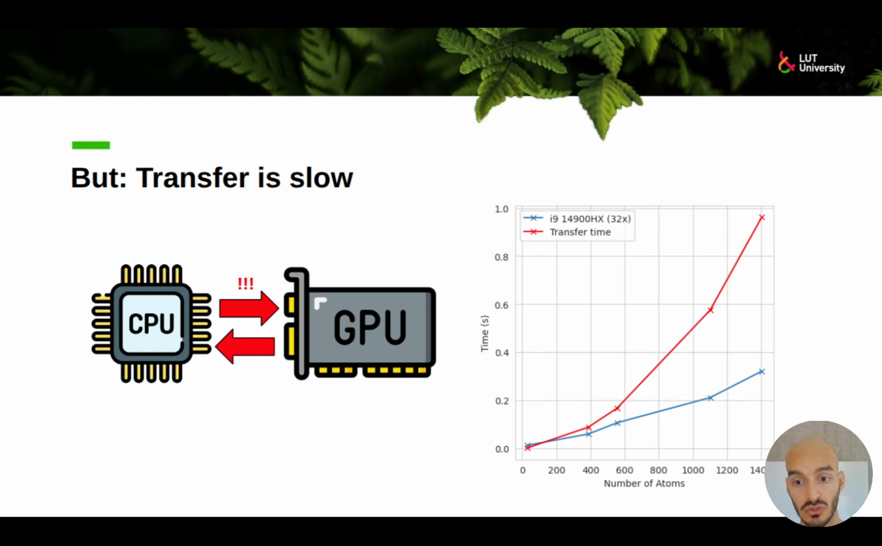Therefore, in order to make use of this, it is necessary to port other parts of the simulation to CUDA C++ as well. If we do that, then we definitely are able to achieve thousands and thousands of times of speed up over CPUs.